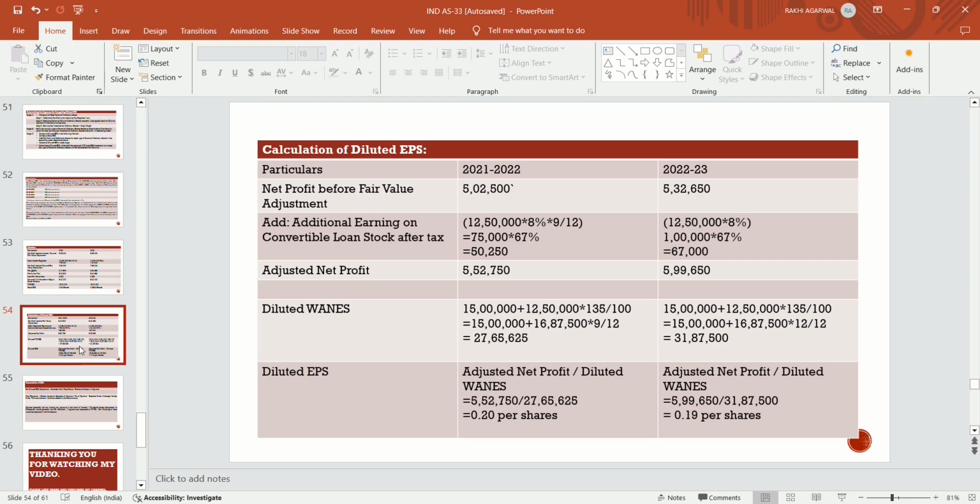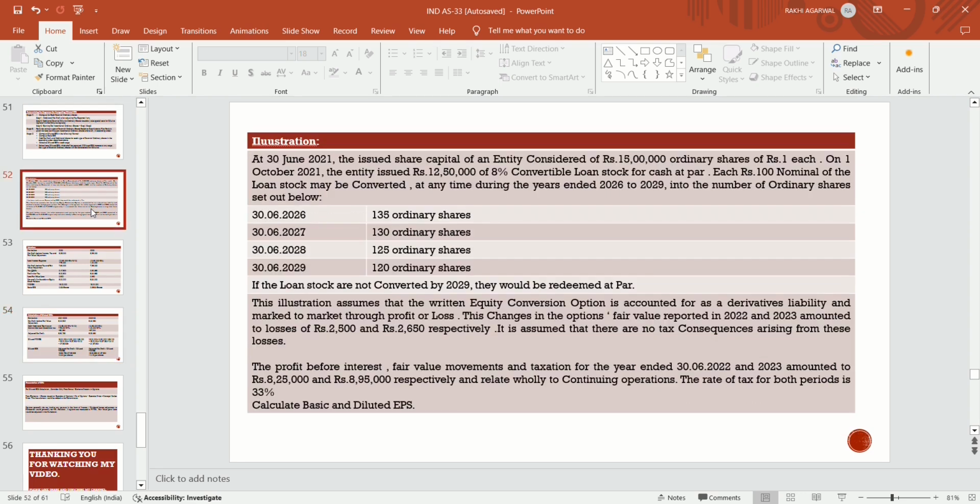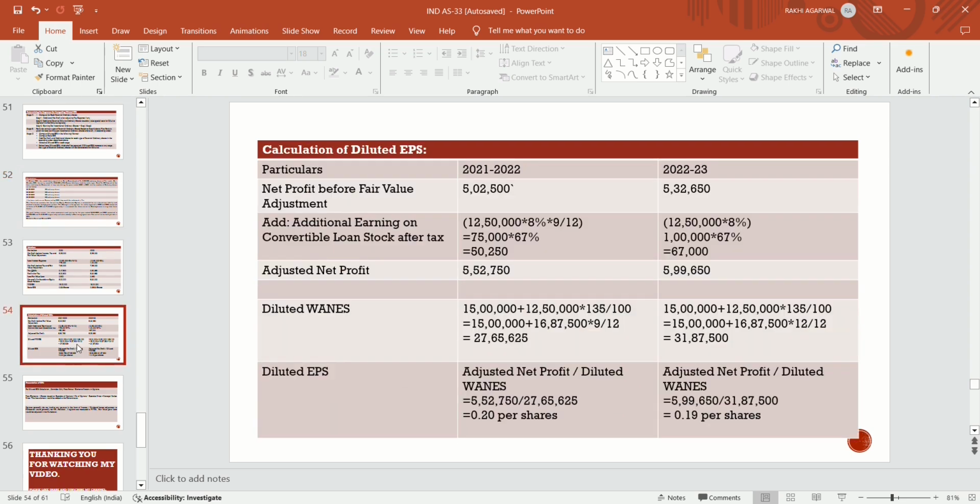which is 5,52,750. Diluted weighted average number of equity shares: 15 lakhs is the number of shares outstanding, plus 12,50,000 divided by 100, because the total value of loan stock is 12,50,000 and the nominal value per loan stock is 100. We will multiply by the maximum number of ordinary shares. In this case, the maximum number of ordinary shares issued by the entity by 30 June 2026 is 135. So we will take the maximum number only. So 12,50,000 into 135 divided by 100. So the number of shares becomes 15 lakh plus 16 lakh 87,500 for a period of 9 divided by 12. So the total weighted average number of equity shares is 27 lakh 65,625.